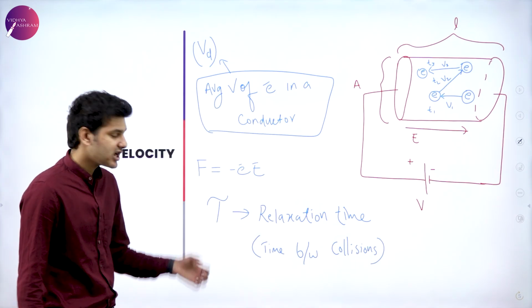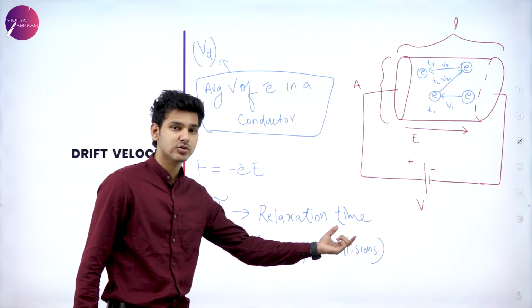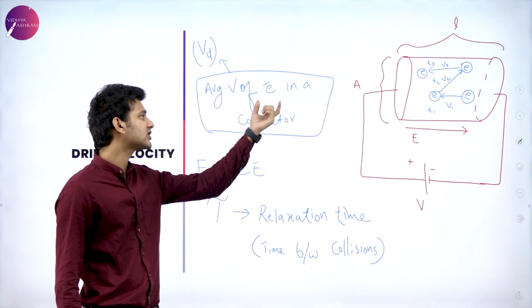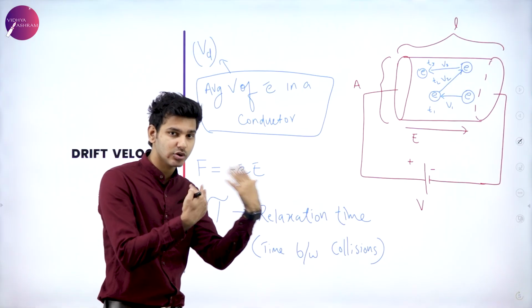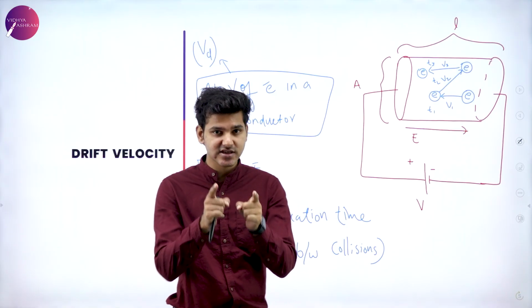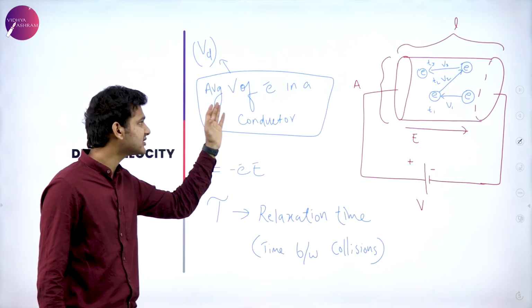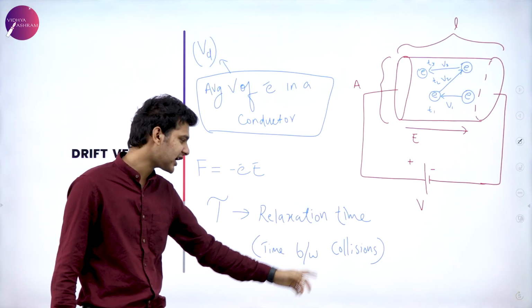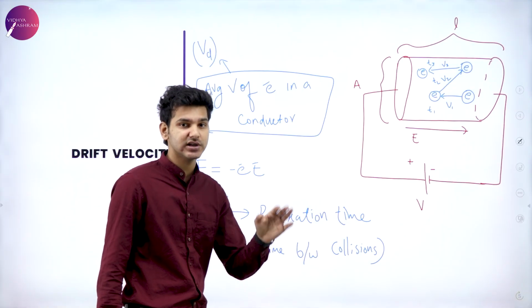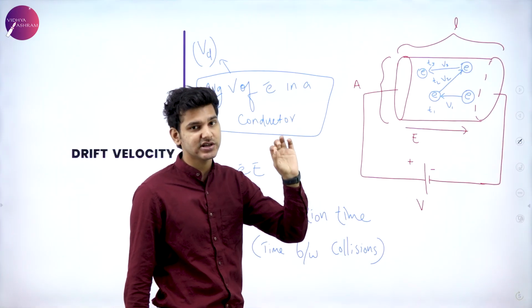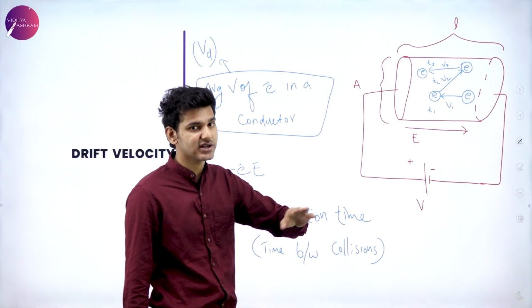So I can say that tau is nothing but the time between collisions and Vd is nothing but the average velocity of electrons in a conductor that are colliding with each other. So just keep those things in mind: Vd is the average velocity of electrons in a conductor, and tau is the relaxation time, or the time between collisions. Tau is the average time between individual collisions.